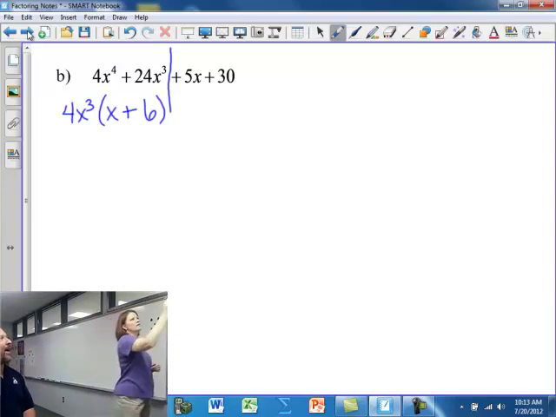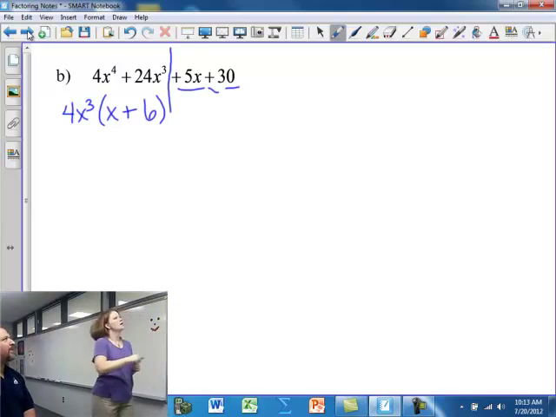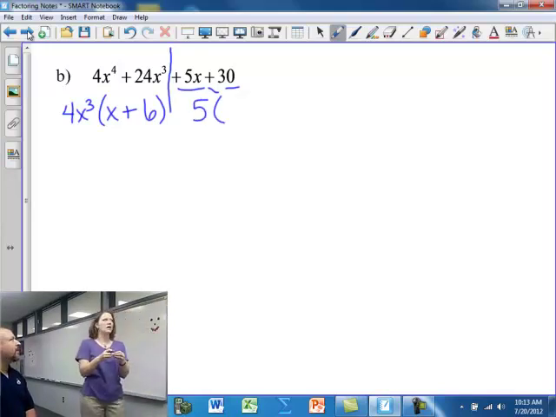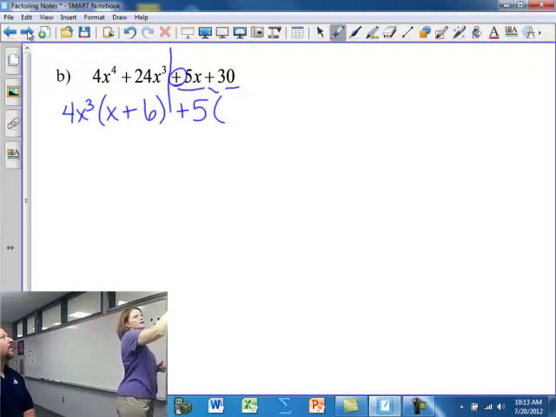Now let's look at our second half over here. What about 5x plus 30? Well, we've got a 5 in common. Did you want to use a positive 5 or a negative 5? Let's pull out a positive 5 because it's a positive 5x. Absolutely. So remember we talked about if that first term had a negative, then we'd be taking negatives out. But this one doesn't, so we're going to use a positive. And left over we would have x plus 6.